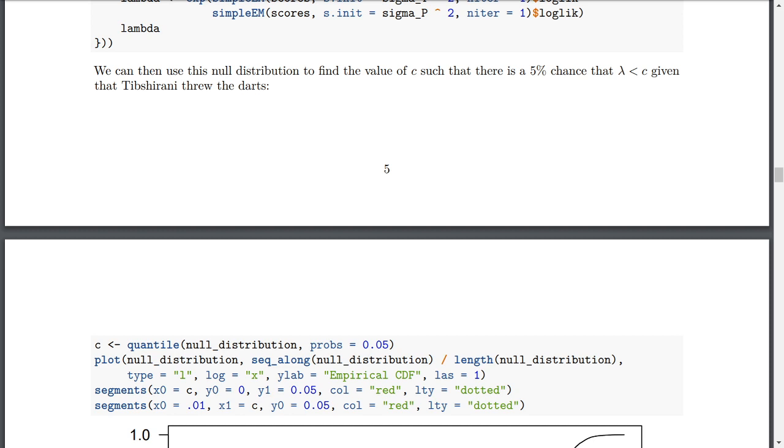Really, a lot of times these get left in log units, right? It's the same thing. It doesn't actually make a difference, right? Log ratio difference, and then the cutoff would be some different number, but you would still get a 5% rejection rate when the hypothesis that Tibshirani threw these is true.